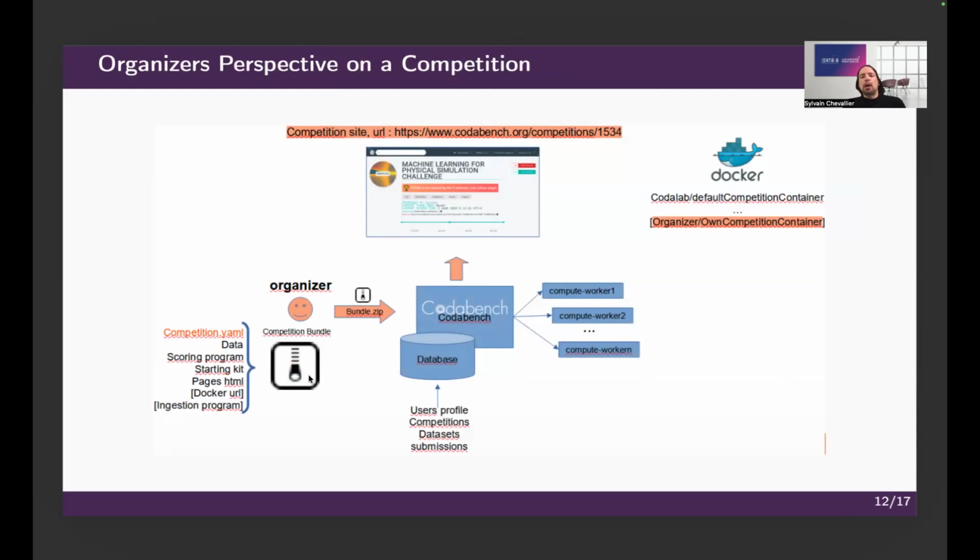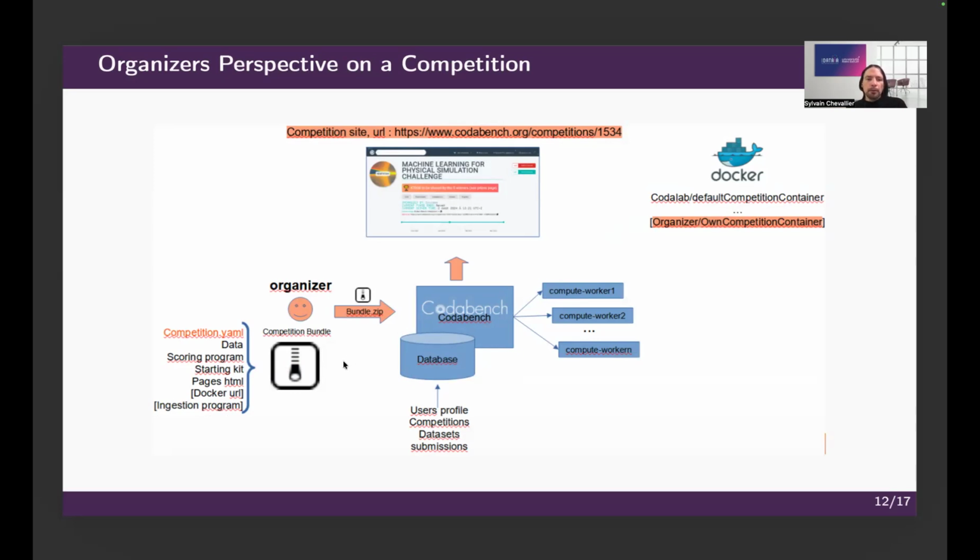So if you want to organize a competition, how could that work on Codabench? To give you an organizer perspective on a competition, it all starts on the competition site, say, for example, this URL. You could create your own competition. It's free and open. And the Codabench platform comes with a database of user profiles, of different competitions, of datasets, of submissions, and some free compute workers. So if you need to do computing jobs, crunching numbers, it's already possible. If you need, you could even plug in your own compute worker if you need more power to process the submissions of the users. Everything is containerized using Docker or Podman.